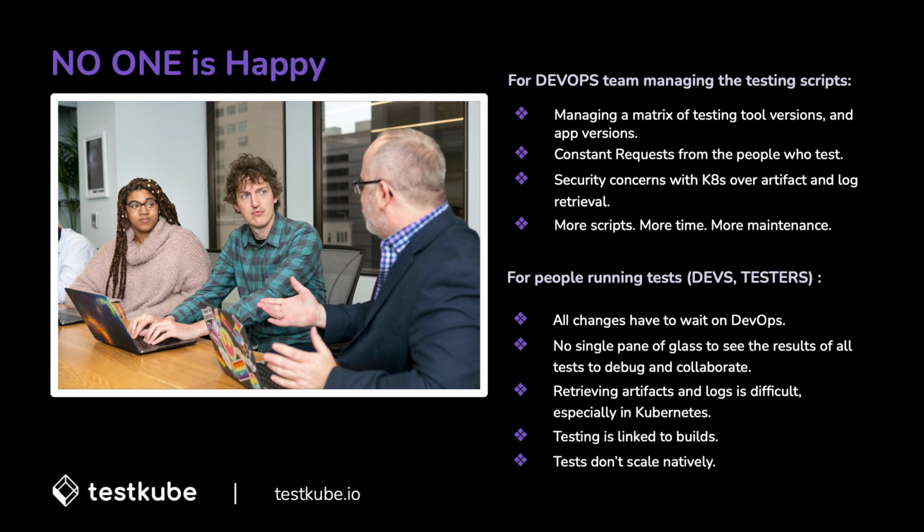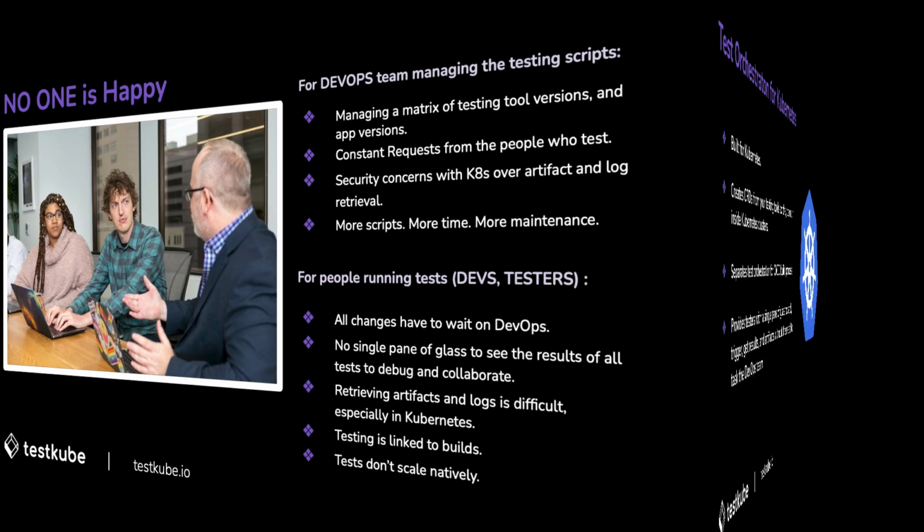Finally, testing is linked to build, so to trigger tests, you've got to run a build cycle, and in many cases, that's just not necessary. And these tests don't scale natively because they can't take advantage of native Kubernetes. That's where Testkube comes in.